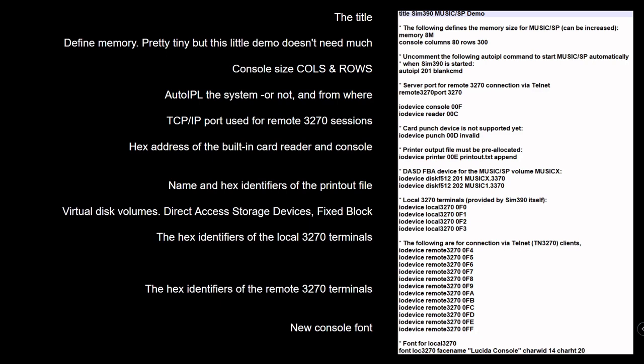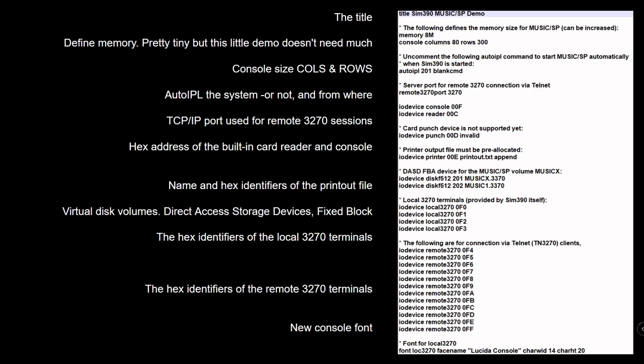Also, interesting, it says IO punch device 00D invalid. That's because they didn't define a punch reader for the punch tape. They did define an actual tape reader though, 00C. There's a card reader or a tape reader. I don't know, I think it's a card reader probably.